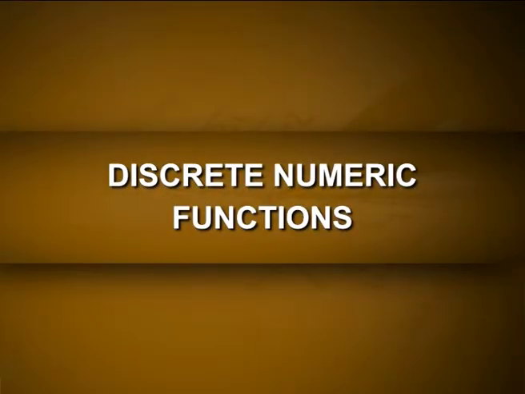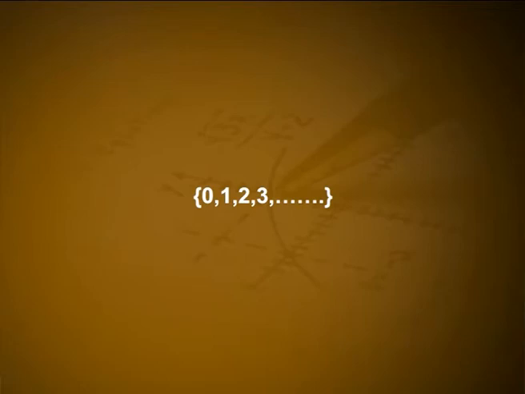Now we move on to discrete numeric functions. A class of functions whose domain is the set of natural numbers and whose range is the set of real numbers is referred to as discrete numeric functions, or briefly numeric functions. In other words, a discrete numeric function is a function from the set 0, 1, 2, 3, etc. into the set R of real numbers.